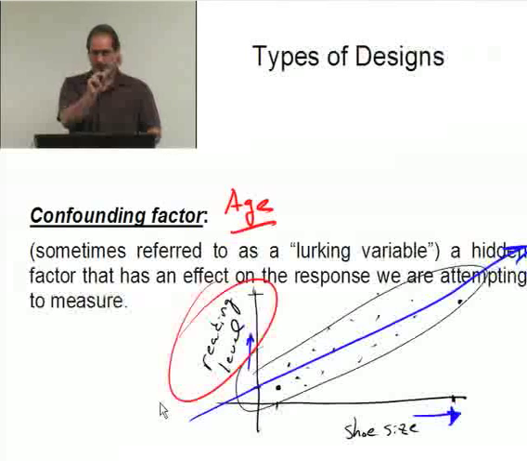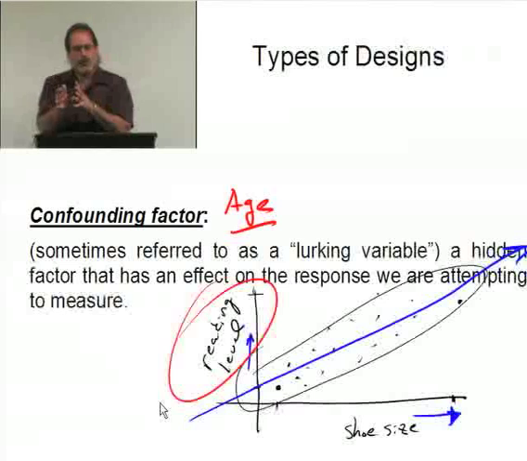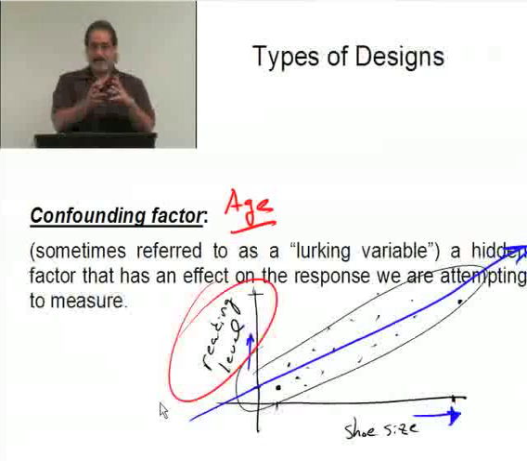You see kids with little feet that read very well and not so well. Kids with big feet in first grade that read well and not so well. So there's no association there whatsoever, again because we controlled for this confounding factor being age.